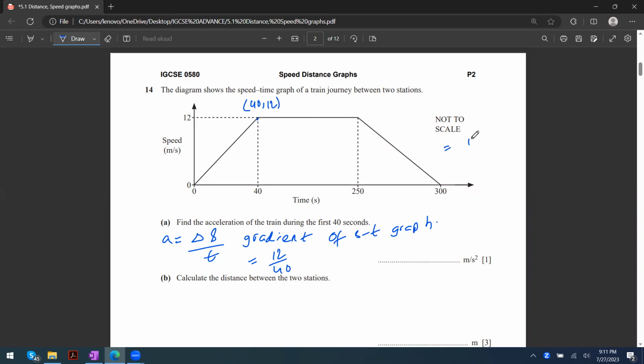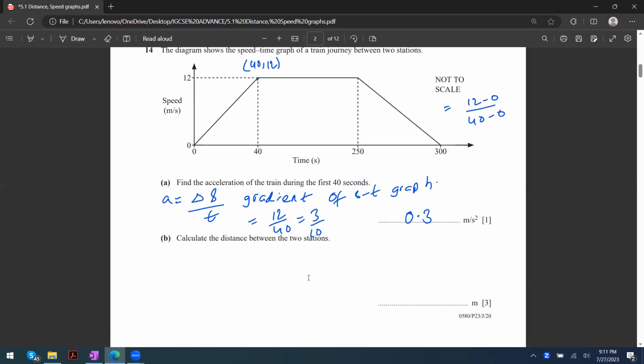12 minus 0, sorry, y is 12. Yes. 12 minus 0 over 40 minus 0 is 3 over 10, 0.3 meter per second squared. Next, I hope it's clear.